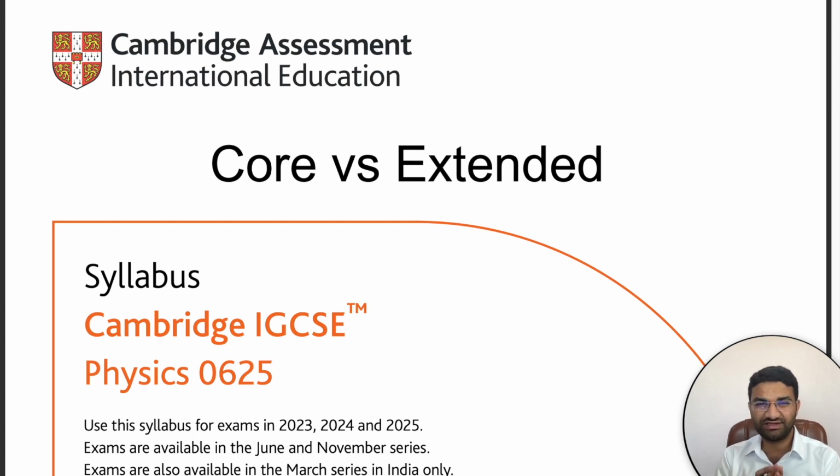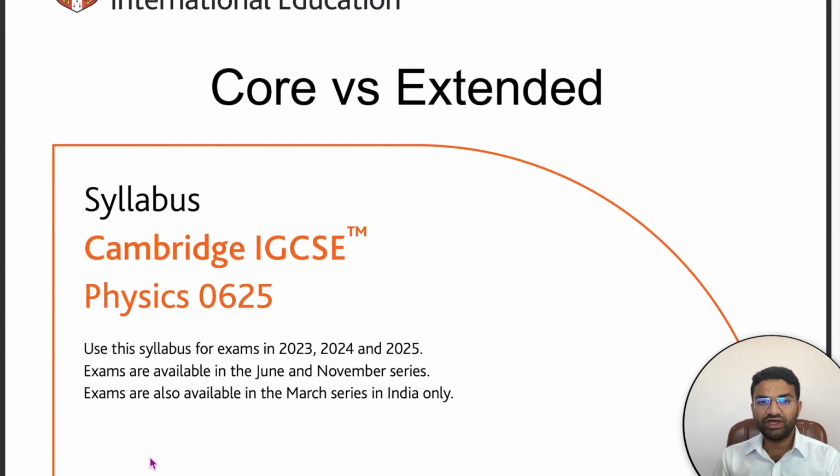So today we are going to discuss the IGCSE Physics syllabus and the difference between the core syllabus and the extended syllabus. Students who choose the core have fewer topics compared to extended students. We are going to discuss the syllabus for the 2023, 24 and 25 exams straight away.